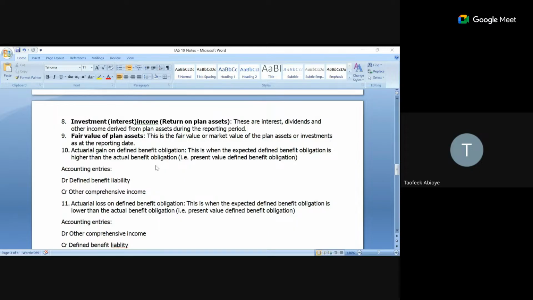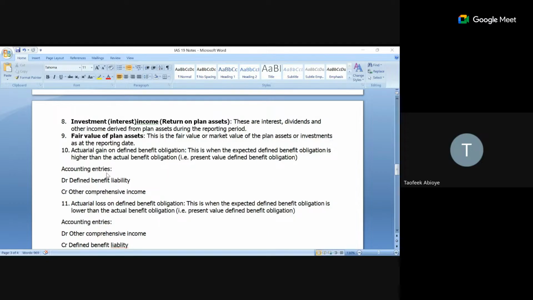And if you look at my number 10, you see they said this is when the expected defined benefit obligation is higher. Can you see that? That's the scenario I painted. It's higher. I budgeted 100 million as my obligation, but the actual, which is the fair value, is 80. It is a gain now. That is an actuarial gain. Hope you get it like that.